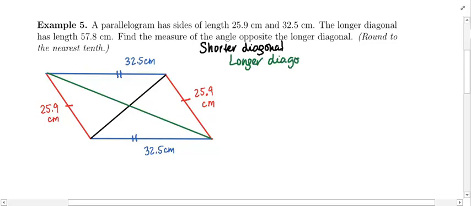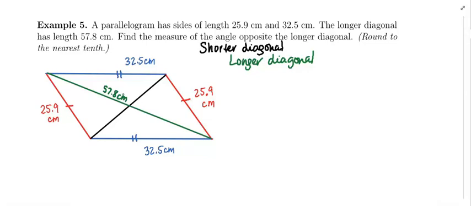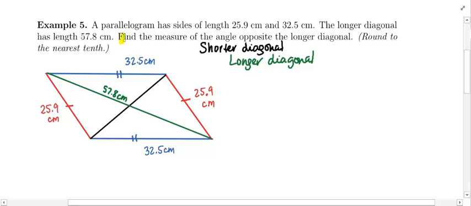And let's see, what do we know? We know the longer diagonal has length 57.8 centimeters. So we know the length of the green one, that's 57.8 centimeters. We want the measure of the angle opposite the longer diagonal. So here's what we're looking for: find the measure of the angle opposite the longer diagonal. Well, the longer diagonal is the green diagonal.